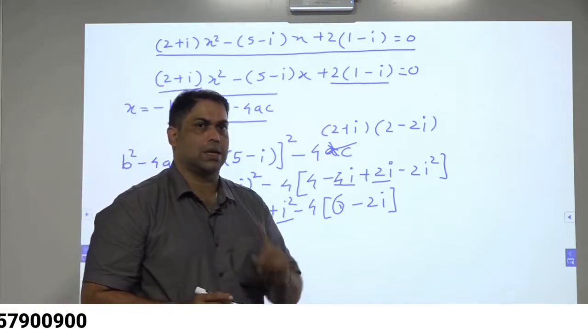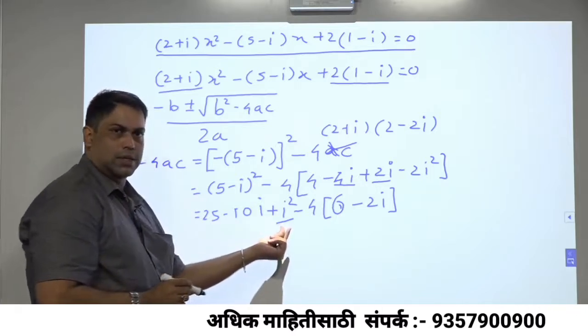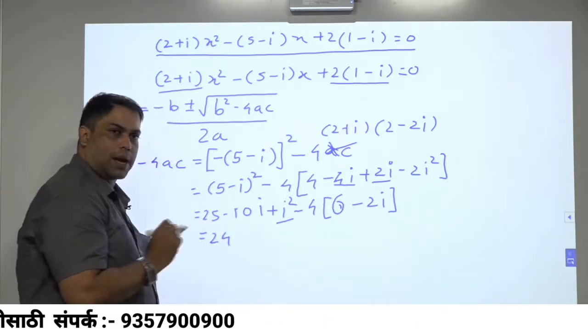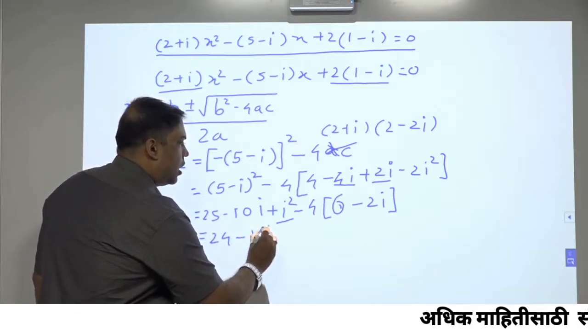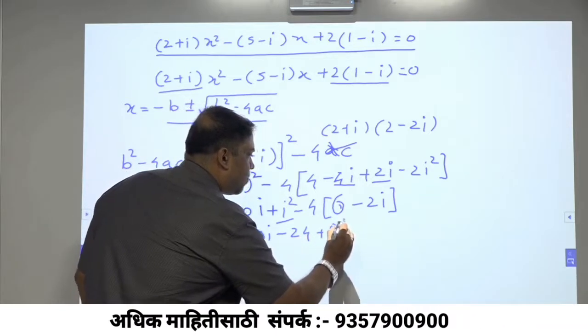This i square is nothing but minus 1. Again, 25 minus this minus 1 will be 24. Am I right? Then minus 10i and minus 24 plus 8i.